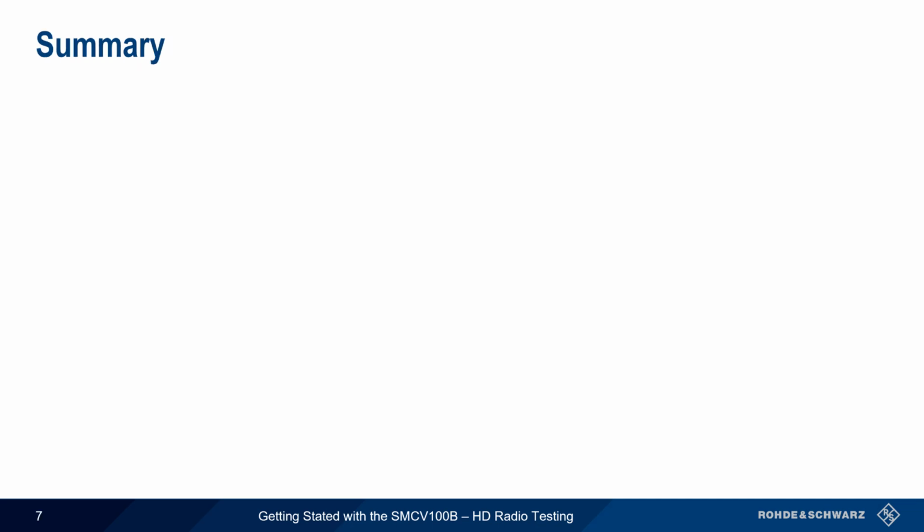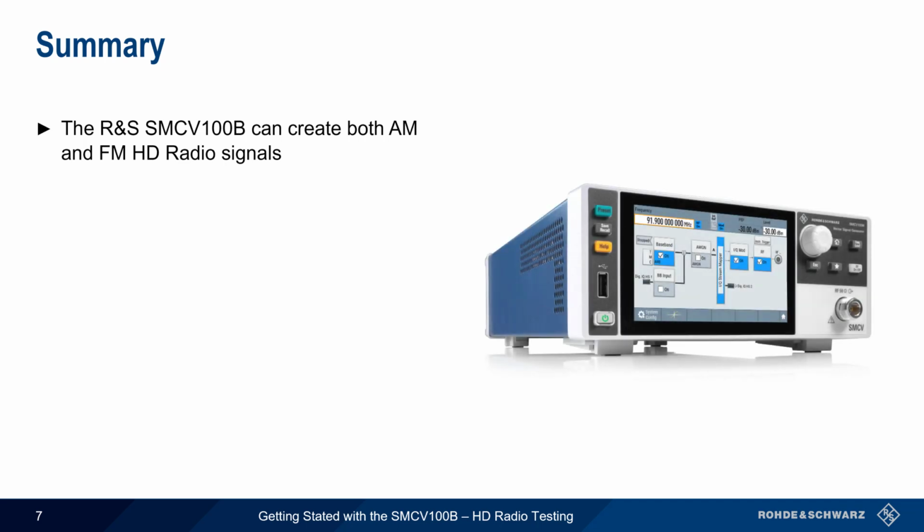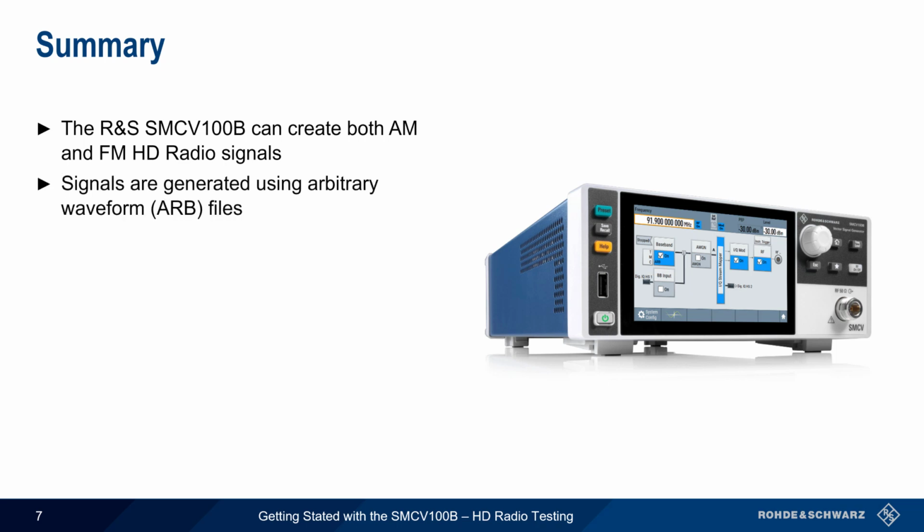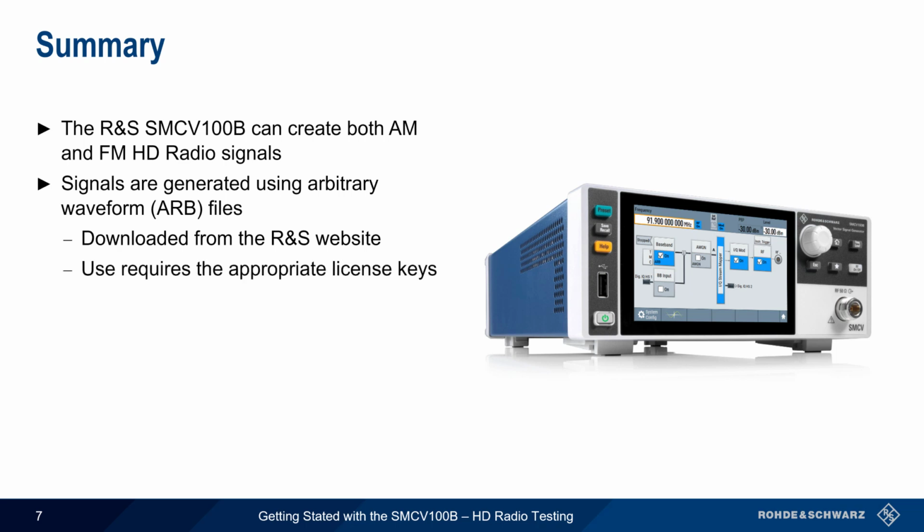Let's end with a brief summary. The Rohde & Schwarz SMCV100B vector signal generator can create both AM and FM HD radio test signals using arbitrary waveform or ARB files. A library of these waveform files can be downloaded from the Rohde & Schwarz website, and their use requires the appropriate license keys or option codes.